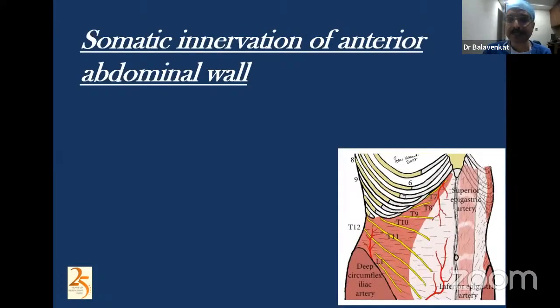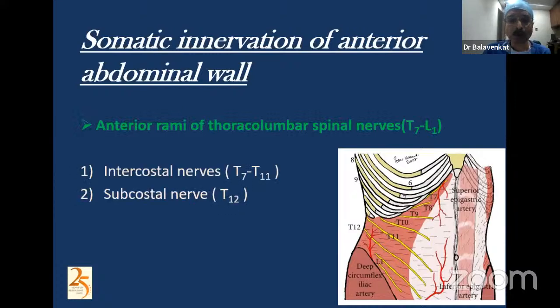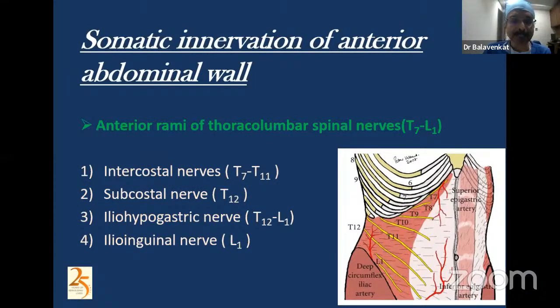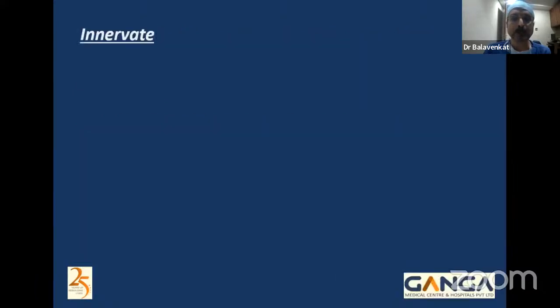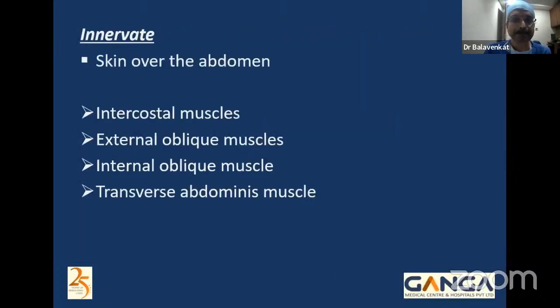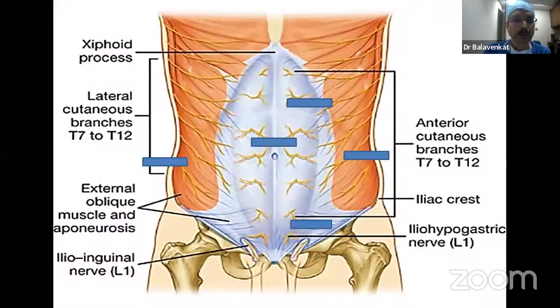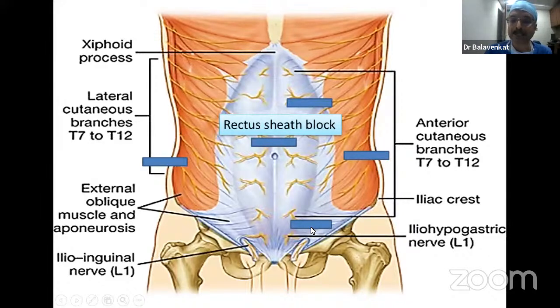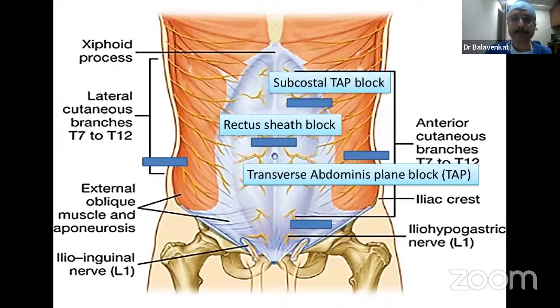So this is just a reiteration of the somatic innervation of the anterior abdominal wall, and the nerves that are involved are the intercostal, T7 to T11, subcostal, the T12, iliohypogastric, and ilioinguinal. So where do you keep the probe for the various blocks? Here is the subcostal TAP, here is for the rectus sheath, and here is the lateral TAP, iliohypogastric and ilioinguinal is here.